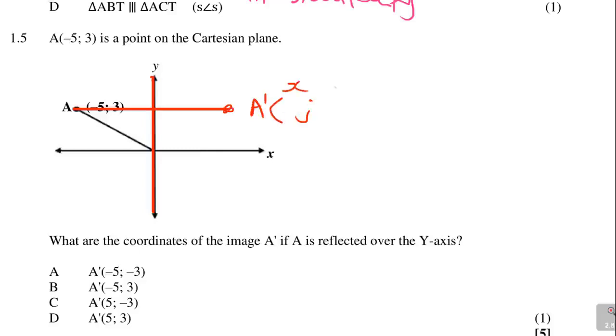It's X and it's Y. Y does not change. Remember, even here you have got X and Y. So what is Y? Y will always remain as 3, but X is changing. It was what? It was -5. Look at it. Then it becomes +5. That's what you need to know. So it's 5, 3. Look at the answers there. It's D. A is 5, 3.